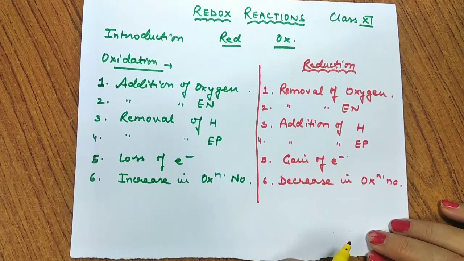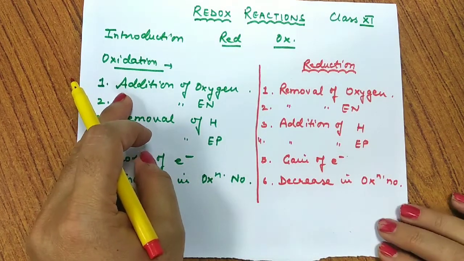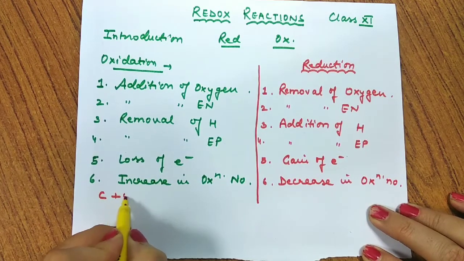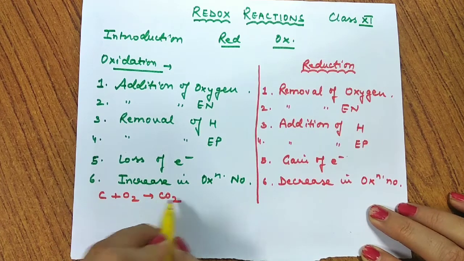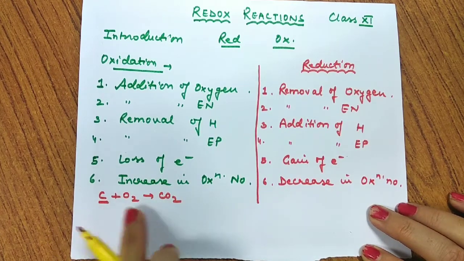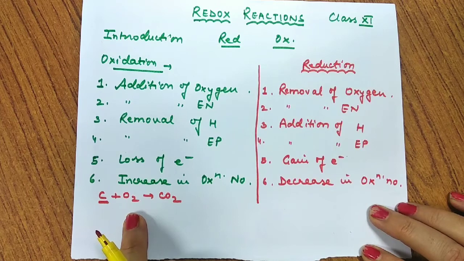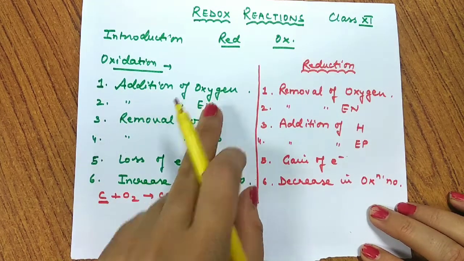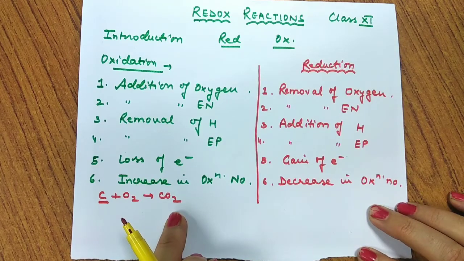So let us discuss a few cases. Like if I have written addition of oxygen, let me write one reaction: C plus O2 gives us CO2. So C undergoes oxidation because it adds oxygen. The concept is addition of oxygen, so this is an oxidation reaction.